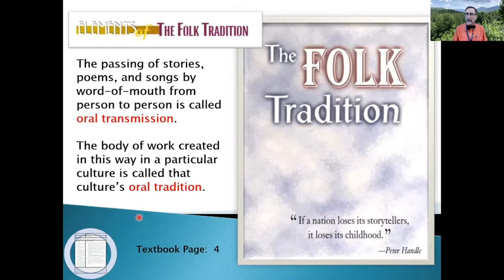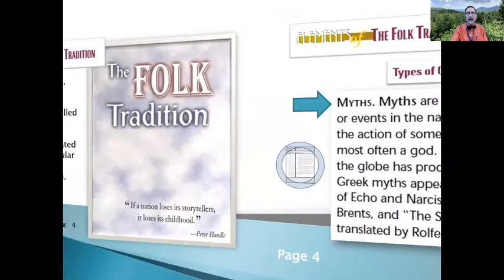So oral tradition is another name for the folk tradition, and oral transmission is the way this stuff gets passed along. Now, in Schoology, I have scanned all the stories that we're going to be reading, everything we're going to be taking a look at, including the introduction to this unit, and that would be page 4. So everything we're doing today comes from a section that starts on page 4 in the anthology that I have scanned into Schoology for you guys.